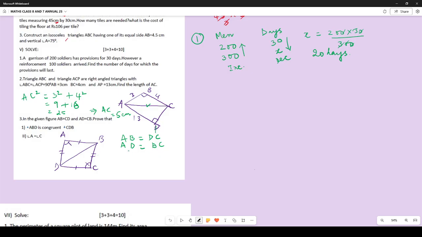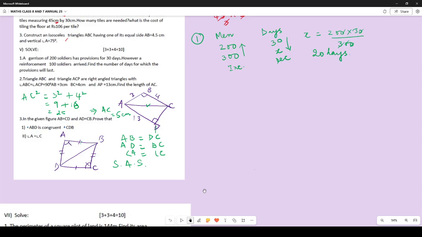AD is equal to BC and angle A is equal to angle C, right? So, side-angle-side. So we can say that triangle ABD and triangle CDB are congruent to each other. By which congruency rule? SAS, side, angle, side. SAS congruency rule, they have been proved to be congruent.